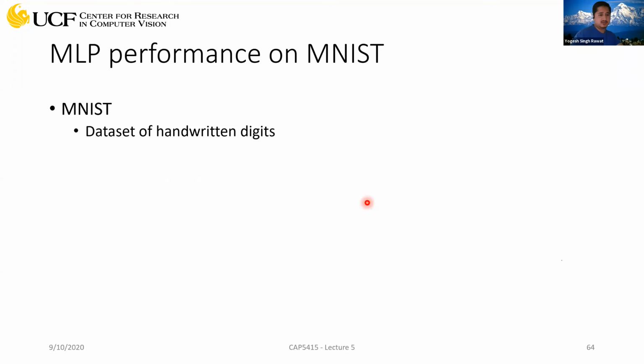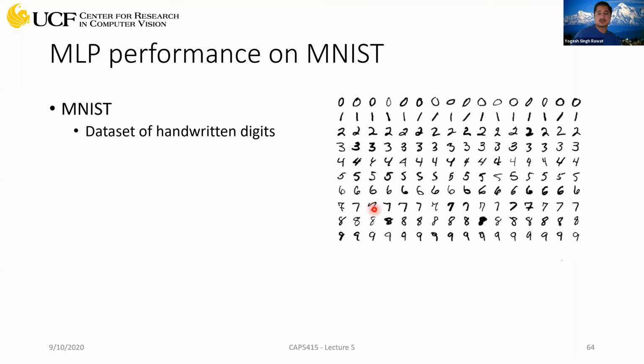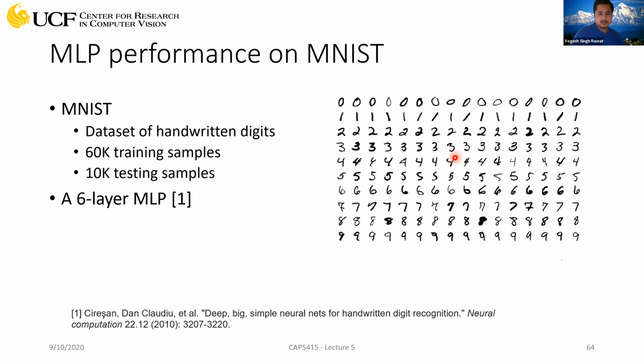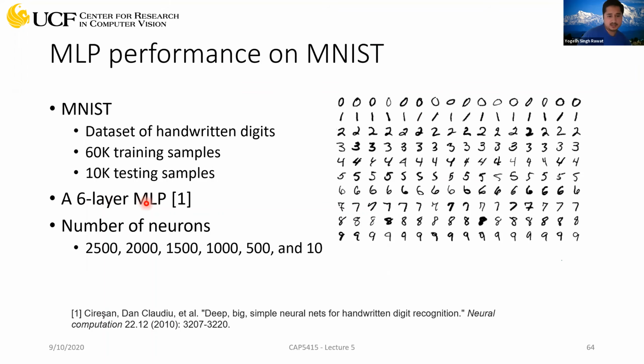Now, let me show you some results on one of the datasets. This is called MNIST, and this is a dataset of handwritten digits. These are some of the samples from this dataset. I think we have around 60,000 training samples and 10,000 test samples. A paper in 2010 developed an MLP which has around 6 layers, and in each layer they have this many neurons, starting from 2500, 2000, 1500, and so on. The last layer has 10 neurons because we have 10 digits, so it was a 10-way classifier.